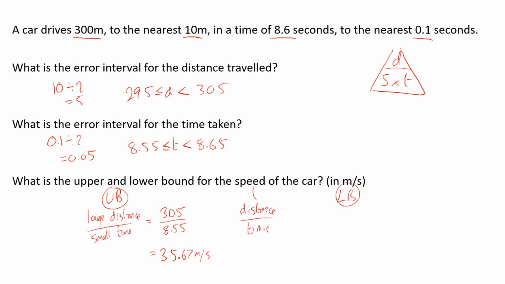What about the lower bound? Well, if we want to get this to be as small as possible, we would need to do a small distance divided by a large time. So in this case, we're going to need to do 295, our lower bound for the distance, divided by 8.65, which is our upper bound for the time. And that would only give us 34.1 meters per second. Now, this sort of question we're going to look at a lot more next week, but I just wanted to introduce it to you to finish off the lesson.